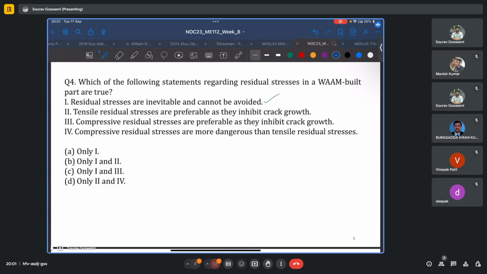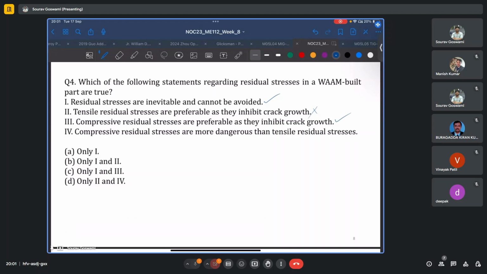Are tensile residual stresses preferable because they inhibit crack growth? No. As we discussed, tensile residual stresses will in fact try to open up any existing cracks or pores and will lead to further damage. Are compressive residual stresses preferable because they inhibit crack growth? This is true. In an action simply opposite to tensile residual stresses, these compressive stresses will inhibit crack growth.